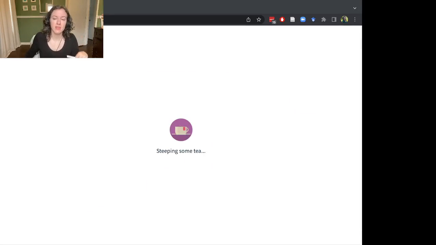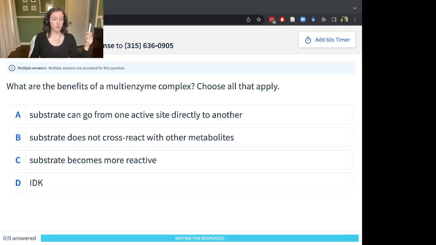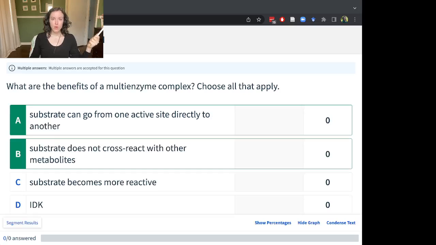Finally, folks, in the last question, I was asking you to think a little bit about the consequences of having a multi-enzyme complex. And so there were two correct answers here. If we can be passing a single metabolite from enzyme to enzyme within a single complex, that substrate is basically just shuttled from enzyme to enzyme. That kind of speeds things up.